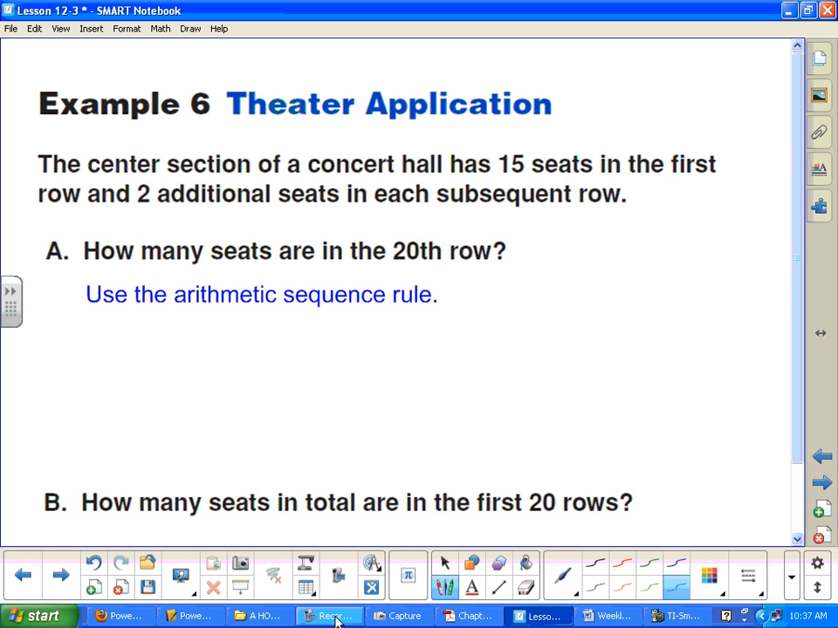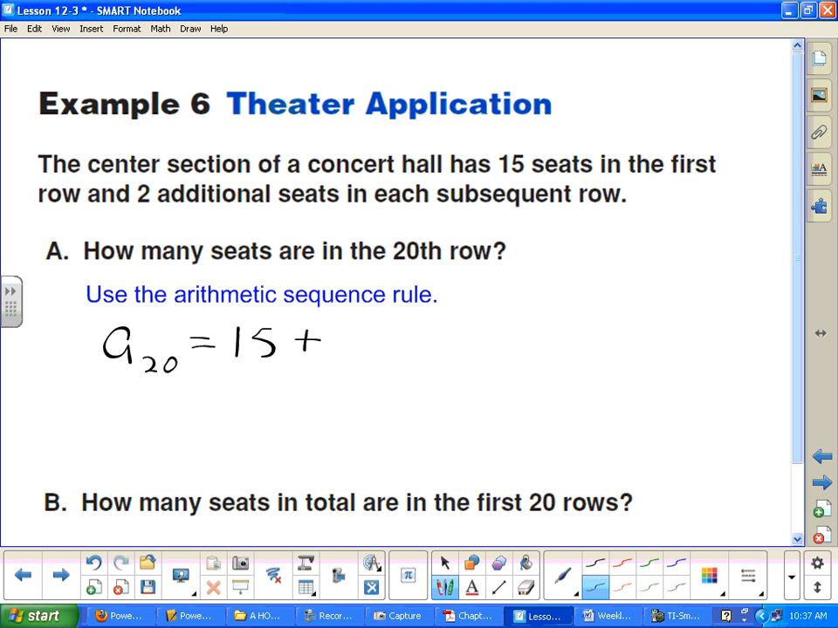The center section of a concert hall has 15 seats in the first row and 2 additional seats in each subsequent row. How many seats are in the 20th row? So that means I'm trying to find a sub 20. And a sub 1 is 15. And my common difference is what? What's the common difference? 2, right? Because it's getting 2 additional seats each time.